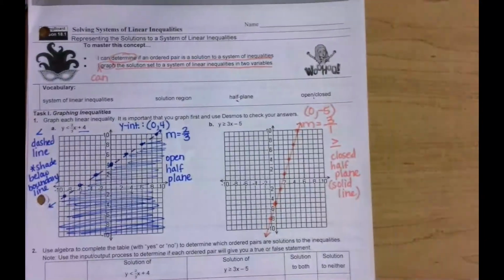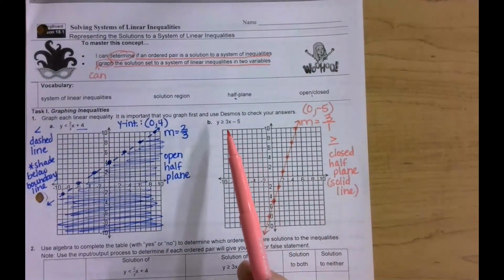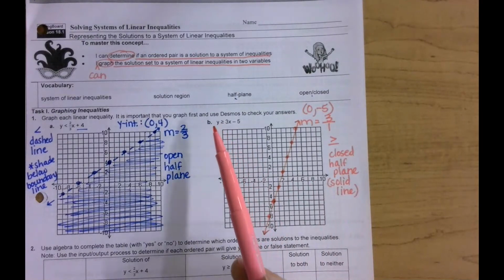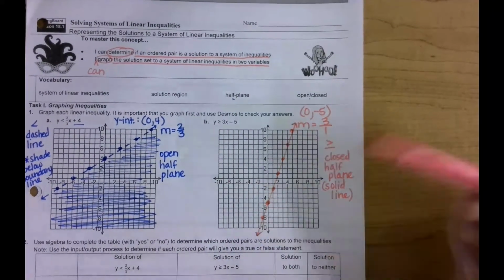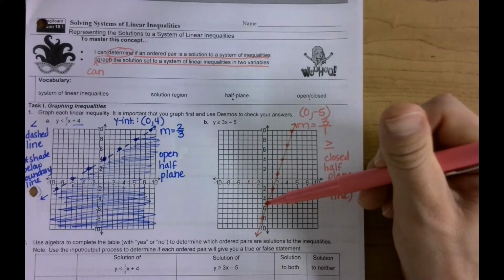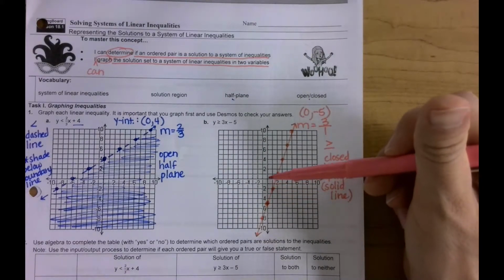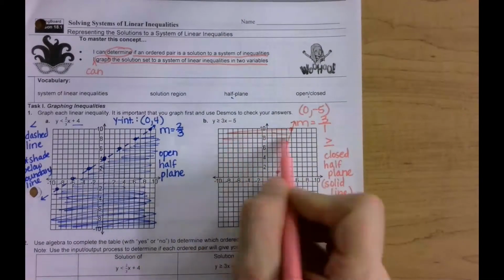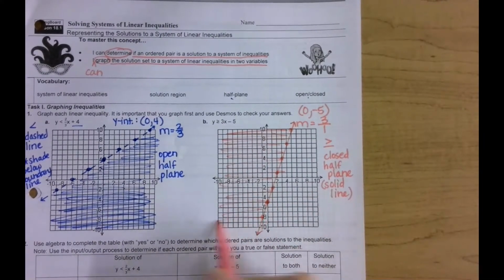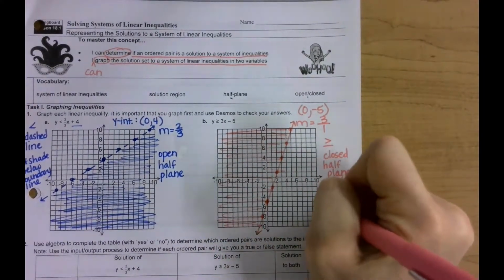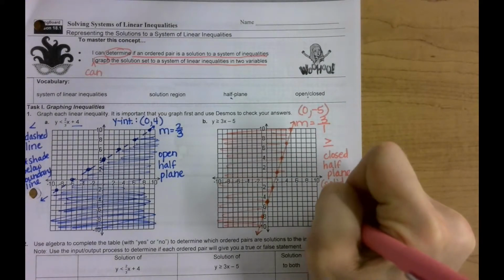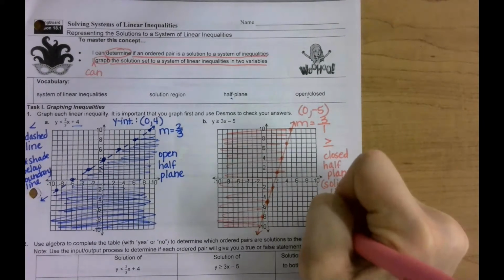Then I look at the type of inequality: greater than or equal to. So again, look at your y-axis. If I'm at negative 5, I need to shade in all the values that are greater than negative 5. So I'm going to shade above the line. Above the boundary line.